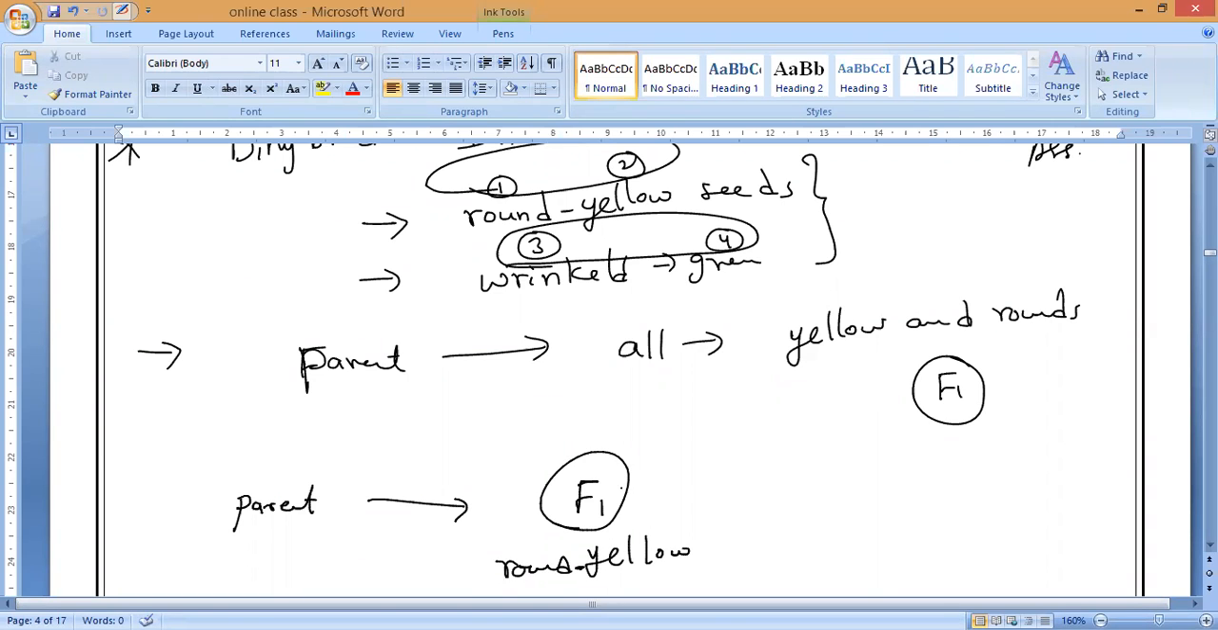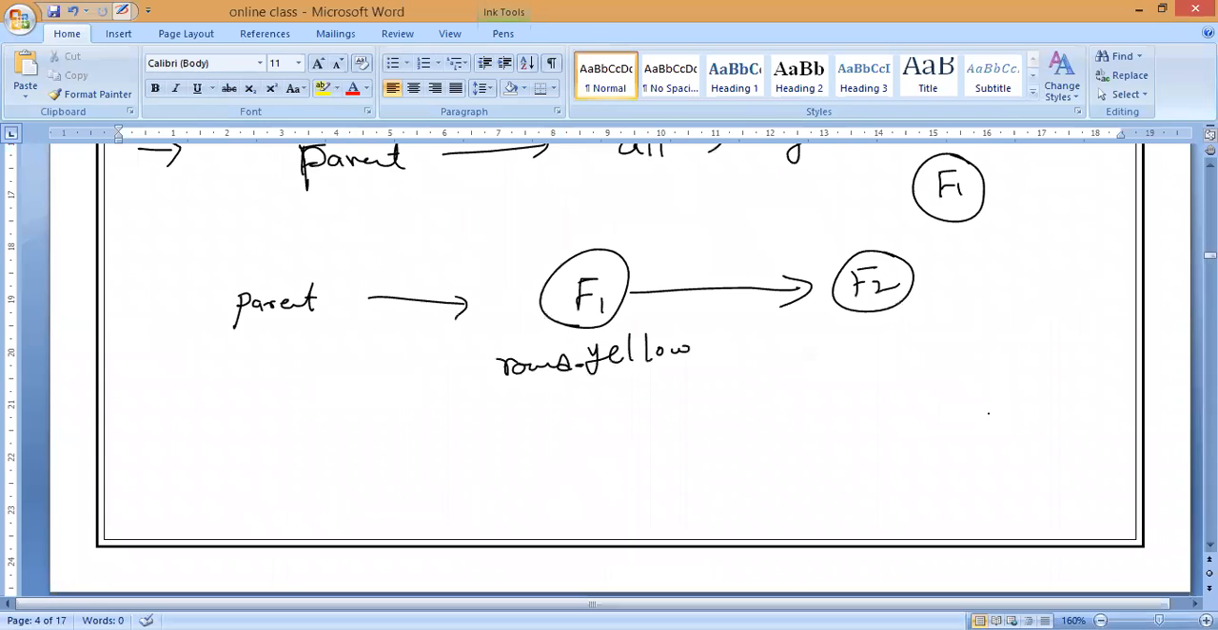Now again he crossbred. In this F2 generation, how many variations did he find, Ra? Kevin? He observed 4 kinds of variations. Understand? So that is round yellow. Next one, what?